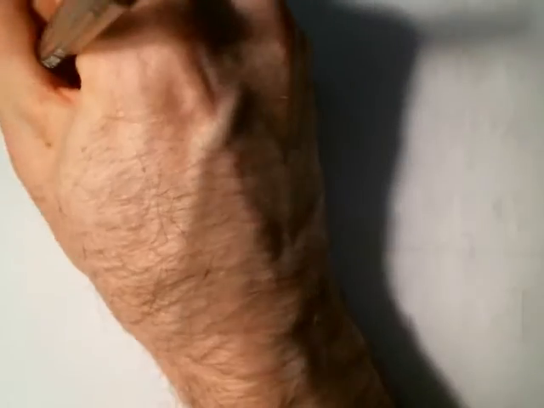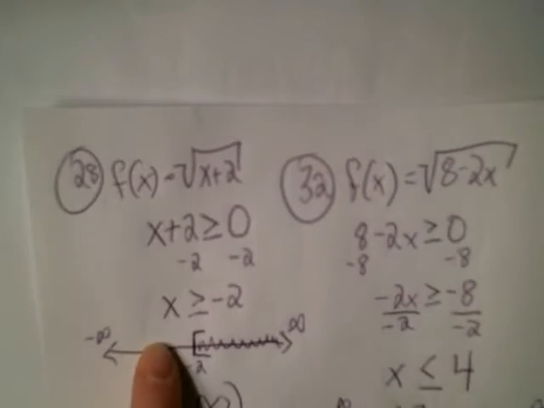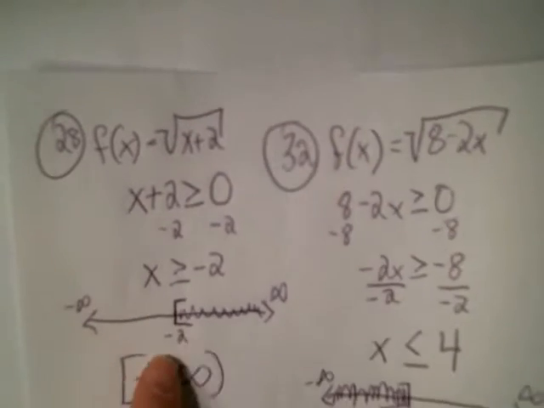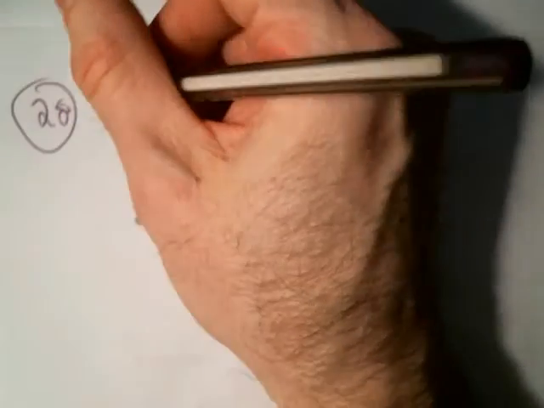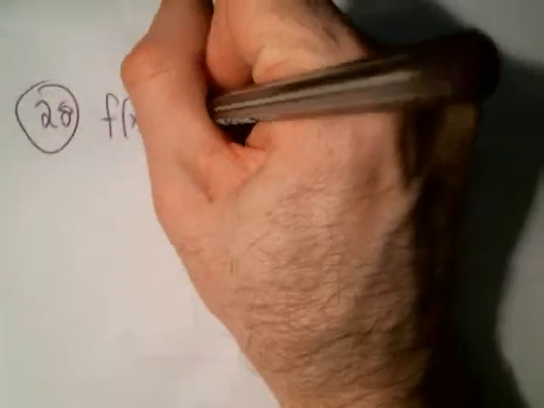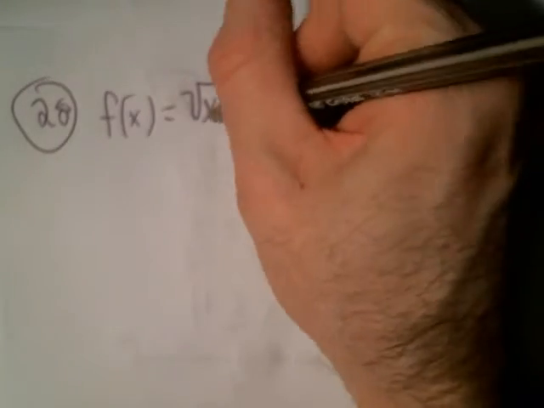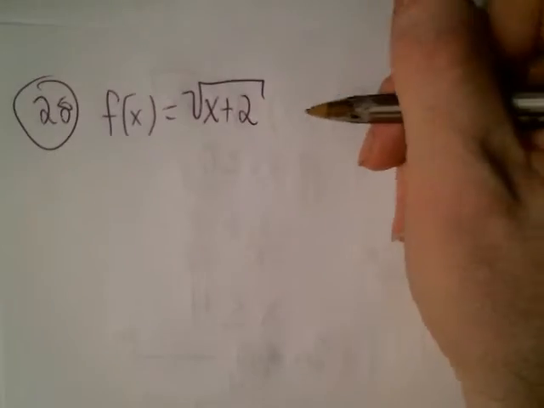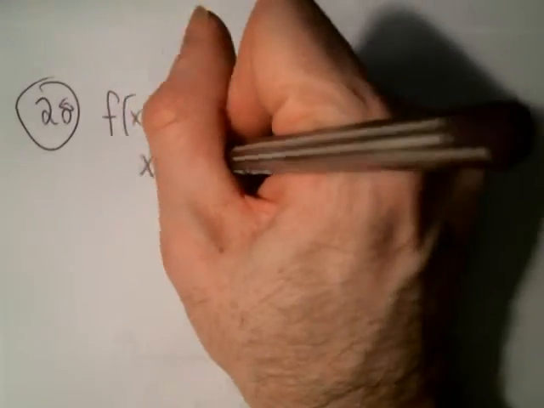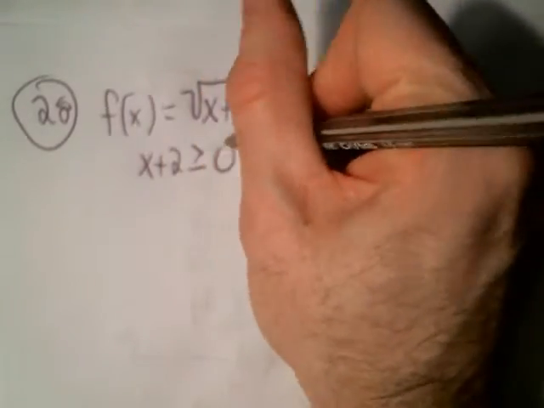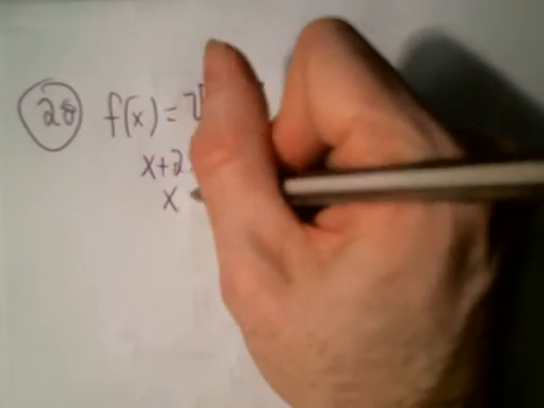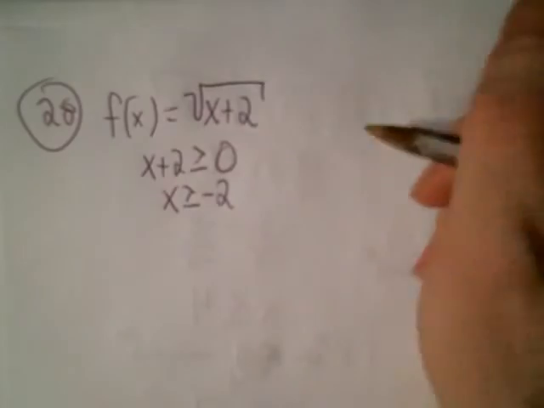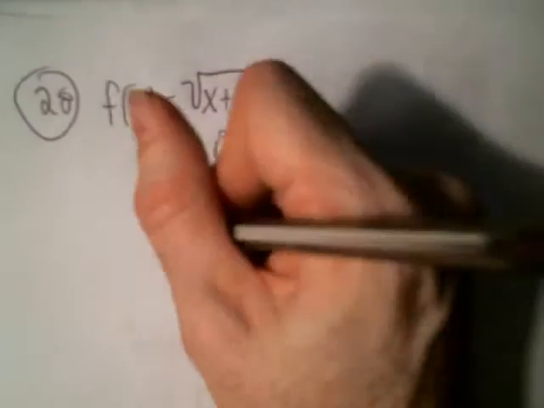Okay, so 28 continued, right? We've already done a little bit with 28. I already found the domain, so I'm going to borrow that information. We have f of x equals the square root of x plus 2. I have x plus 2 is greater than or equal to 0, and then, of course, x is greater than or equal to negative 2. So that's our domain.